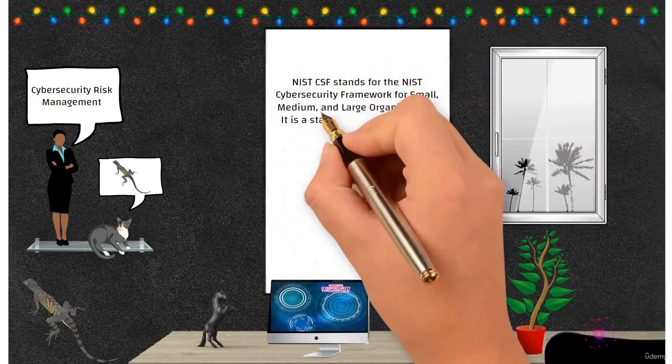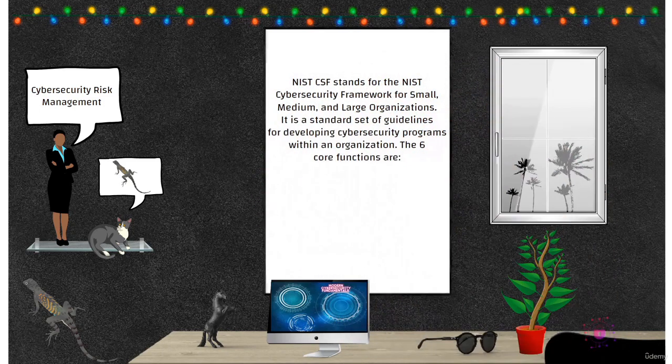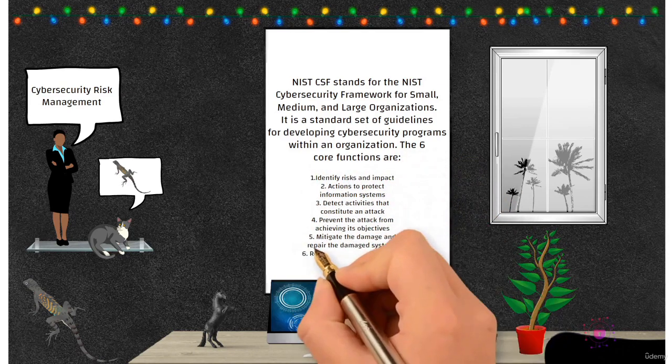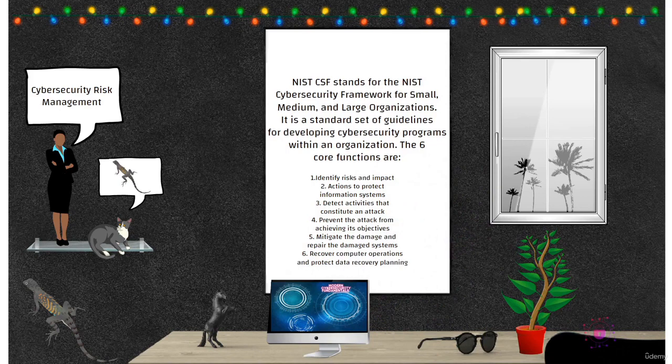NIST CSF stands for the NIST Cybersecurity Framework for Small, Medium, and Large Organizations. It is a standard set of guidelines for developing cybersecurity programs within an organization. The 6 core functions are: 1. Identify risks and impact. 2. Actions to protect information systems. 3. Detect activities that constitute an attack. 4. Prevent the attack from achieving its objectives. 5. Mitigate the damage and repair the damaged systems. 6. Recover computer operations and protect data recovery planning.